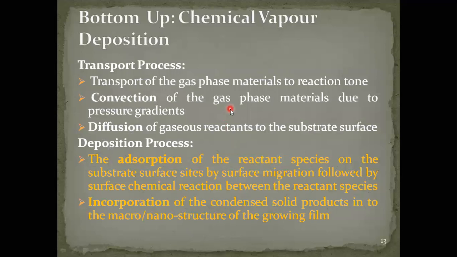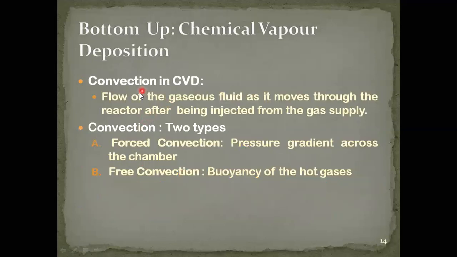So what are the things we have to remember? For the transport process, we have convection and diffusion. Deposition means adsorption and incorporation. So first convection of gas molecules takes place, then diffusion. Then what happens during the deposition process? Adsorption or incorporation. Convection we have already said, that is the forced convection as well as the free convection.